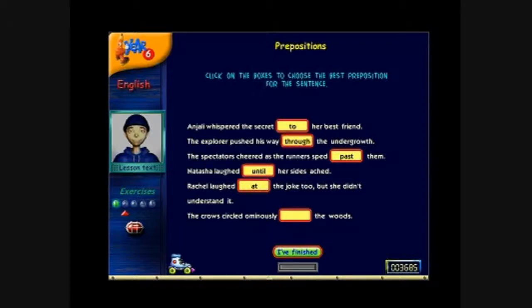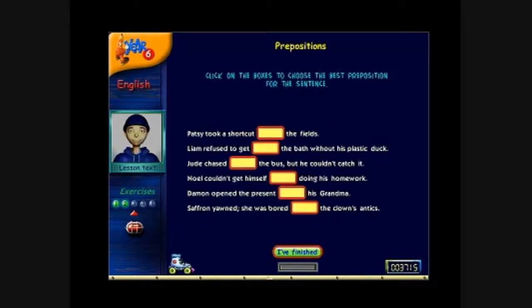She's too thick. The crows circled ominously through the woods. Or above. Yeah, probably above. Well, they could go through it. Yeah. Crash through the woods. The crows attacking the trees. The crows circled ominously over the woods. Could say over the woods, I think. Patsy took a shortcut through the fields. Or across the fields. Liam refused to get out of the bath without his plastic duck.